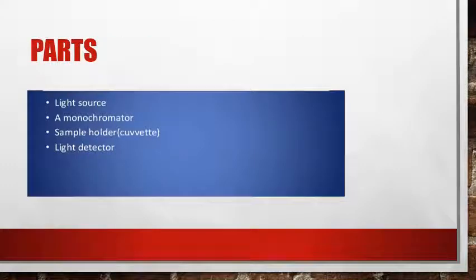The spectrophotometer consists of the main parts and features, that is the light source, a monochromator, the sample holder with the reference holder, and a light detector with the amplifier and recorder. So one by one we should see each of the parts in detail.